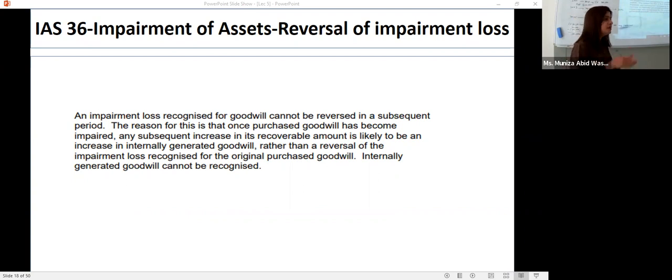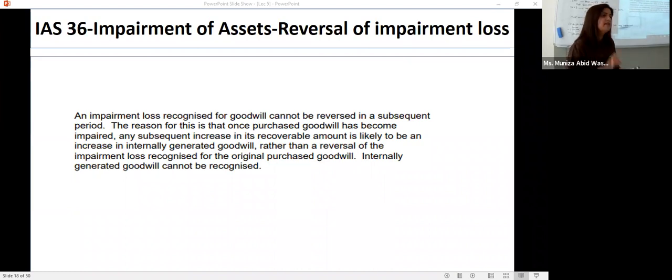Once it has been impaired, it is never going to be reversed. Because if it is going to be reversed, it means that your internally generated goodwill is recognized. Now, if it is reversed, it means that the goodwill being taken to your statement of profit or loss or your intangible asset in SOFP is because of the internal generation of the goodwill. And internally generated goodwill is never recognized.